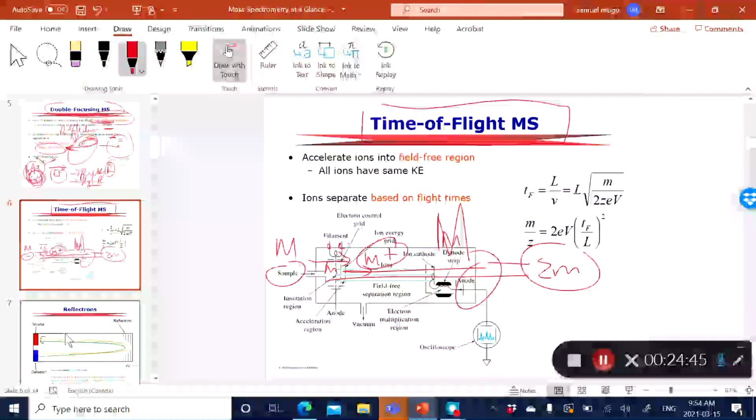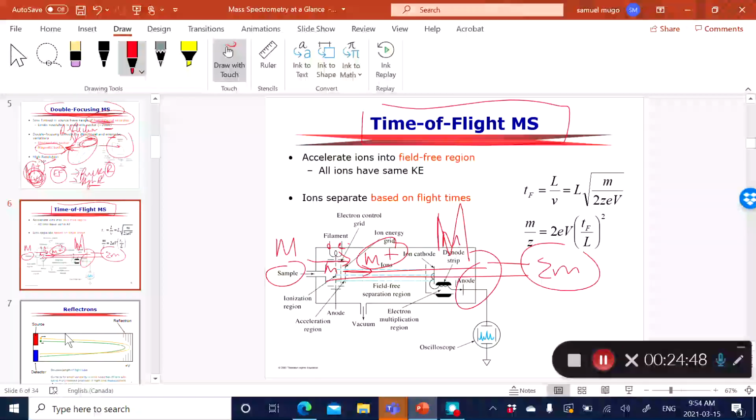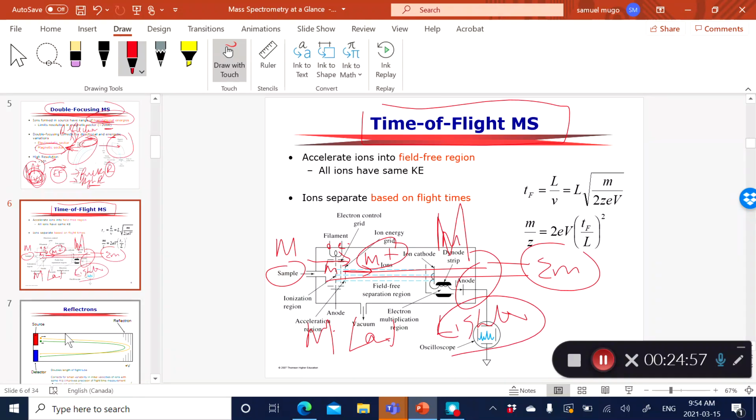And as I said, the heavier ions reach the detector last, whereas the lighter ions reach the detector earlier, and that way you are able to resolve the analytes. Again, fairly easy to understand.